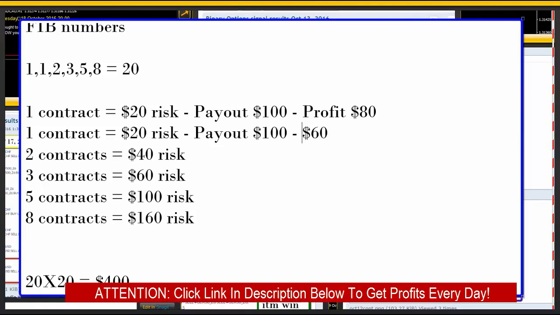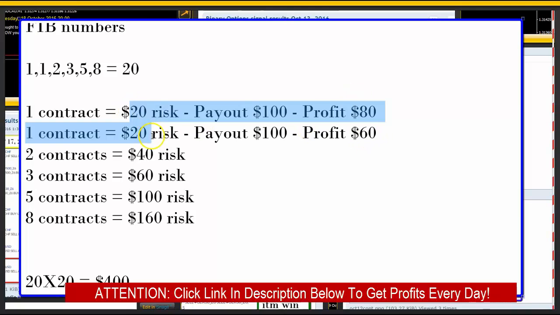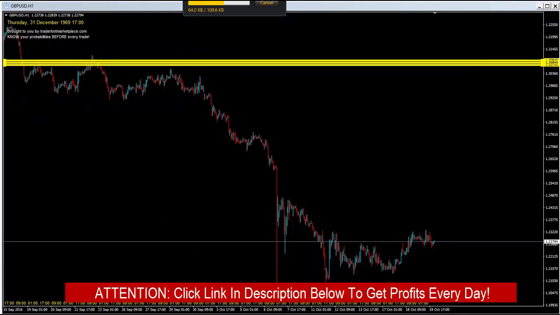Now, why would it be 60 instead of 80? Think about that for a second. Why would it be 60 instead of 80? Because you have to take into effect this 20 and this 20. 100 minus 20 minus 20 equals 60. So your overall, this is your total profit. Let me write that in. Total. Where am I at? Oh, what happened?